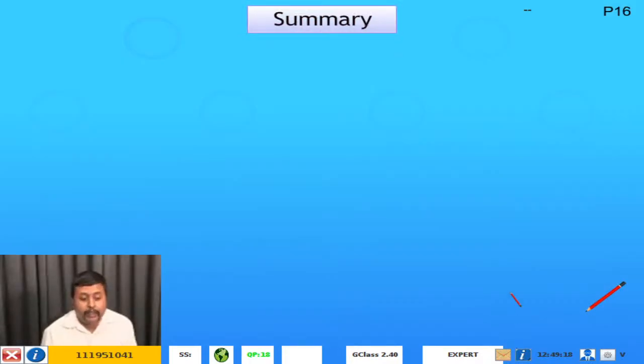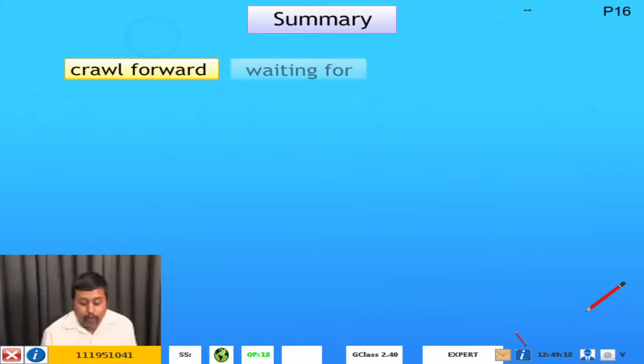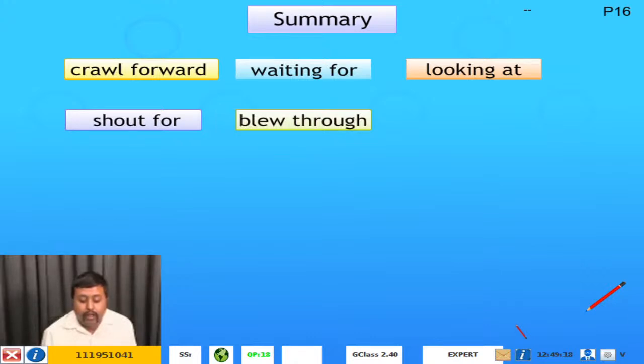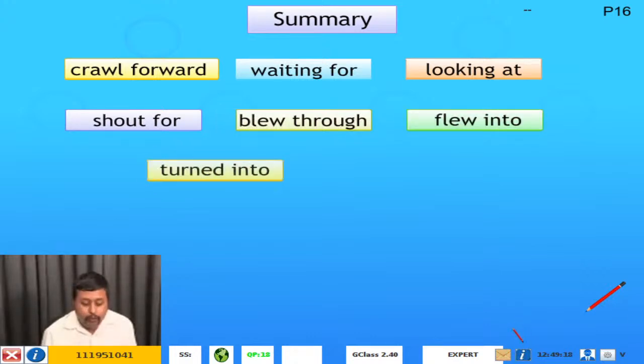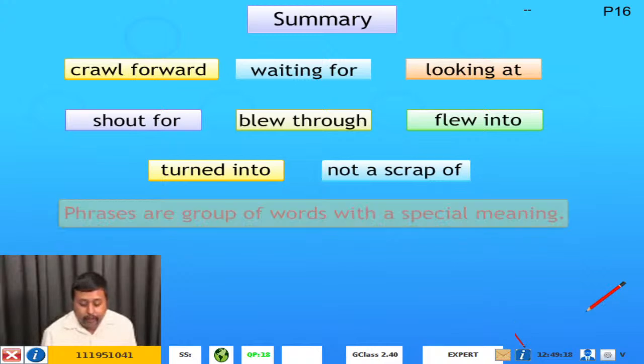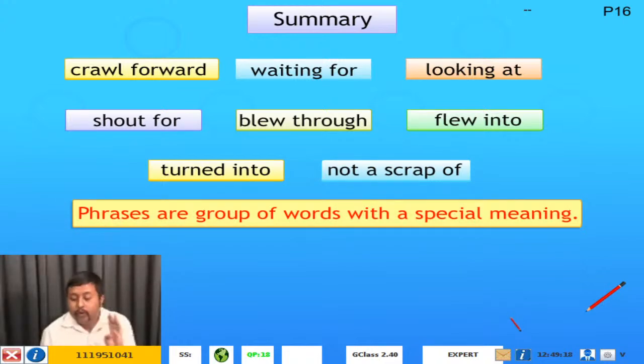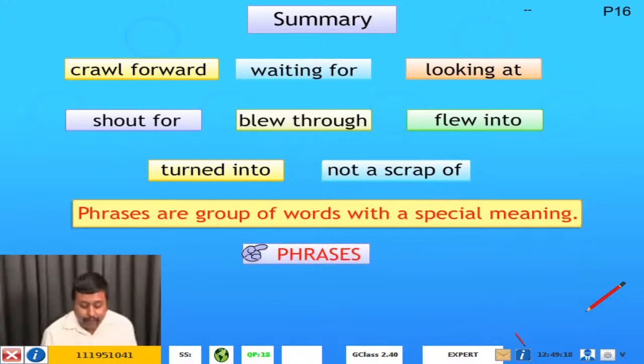So now let's summarize before we wind up. Let's summarize whatever we have learned today. We saw some examples, some set of words like crawl forward, waiting for, looking at, shout for, blew through, flew into, turned into, not a scrap of. These phrases or group of words have what? They have a special meaning. Phrases are a group of words with a special meaning. And what do we call them? We have called them phrases, right? So they are called phrases.